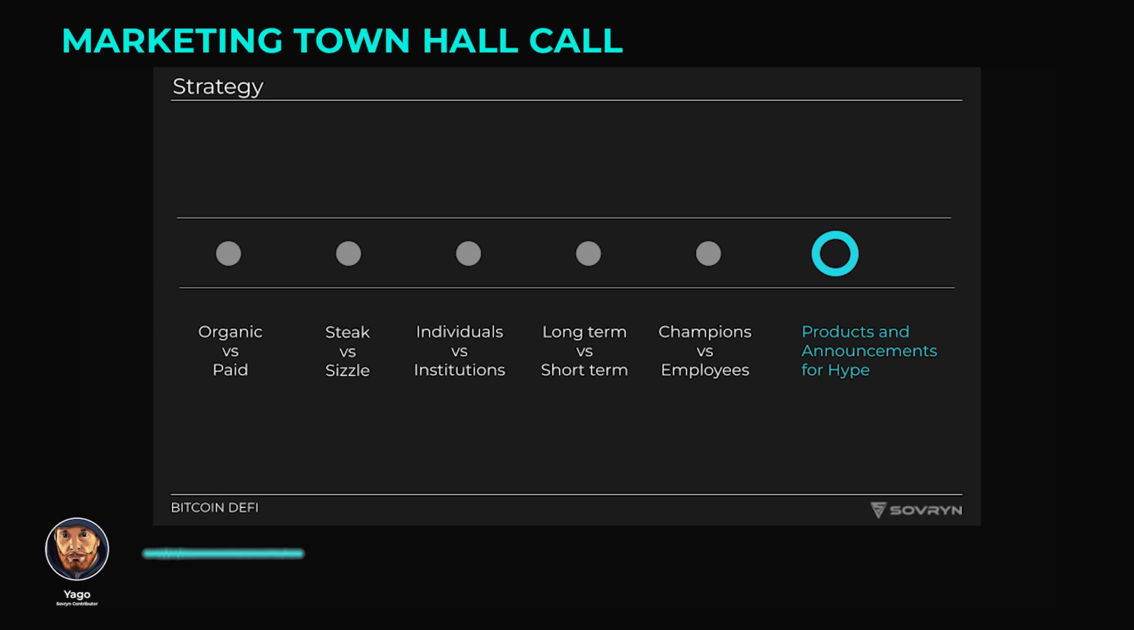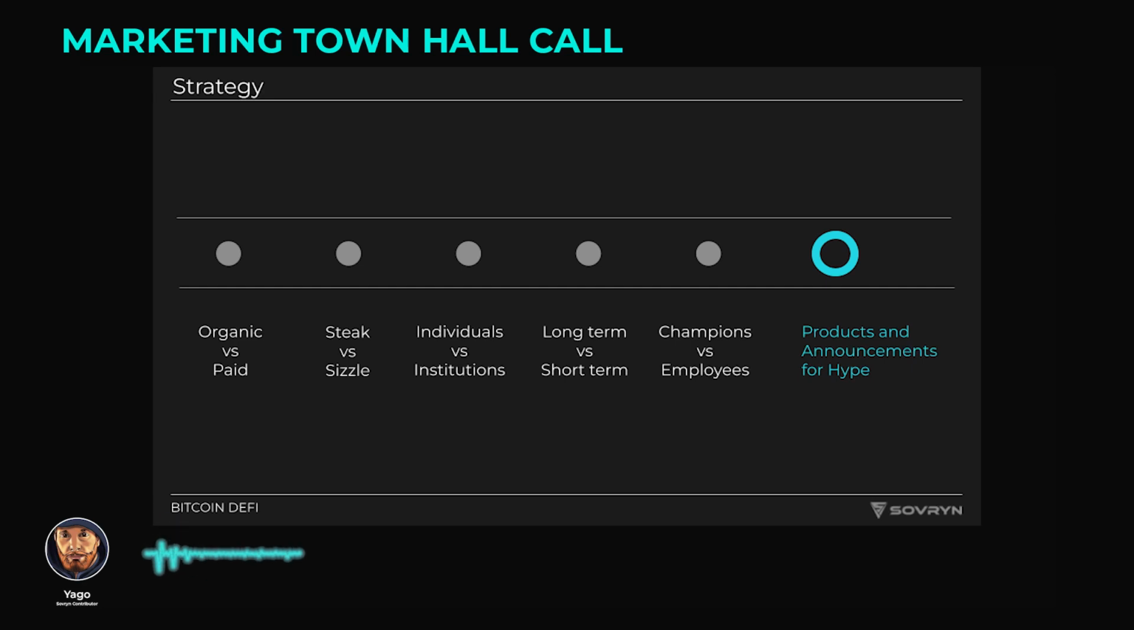So moving to strategy. Strategy is all about trade-offs. It's about asking yourself, what would we like to do? And then recognizing that you can't do everything, and so you have to make hard choices. So let's talk about the 5 hard choices that we believe we should be making.